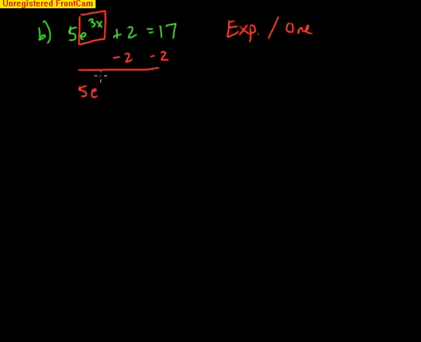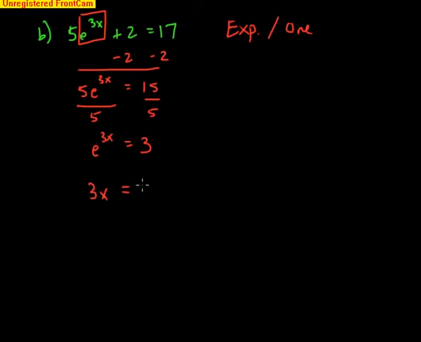Subtract 2. 5e to the 3x equals 15, and divide by 5. e to the 3x equals 3. Now, the rule is, if you start with exponents, you must use a log to answer the question. So what's going to happen is 3x is going to come down. The exponent comes down. We need that to happen so I can work with it.